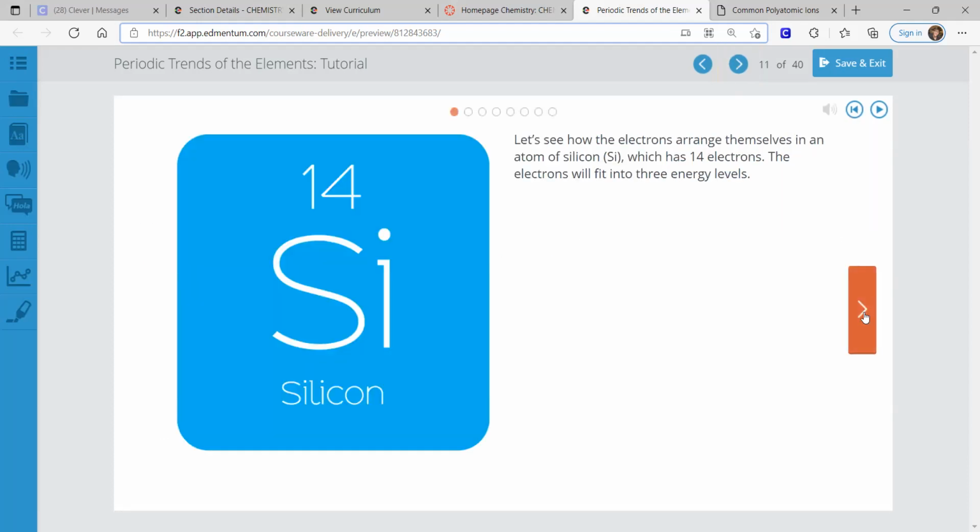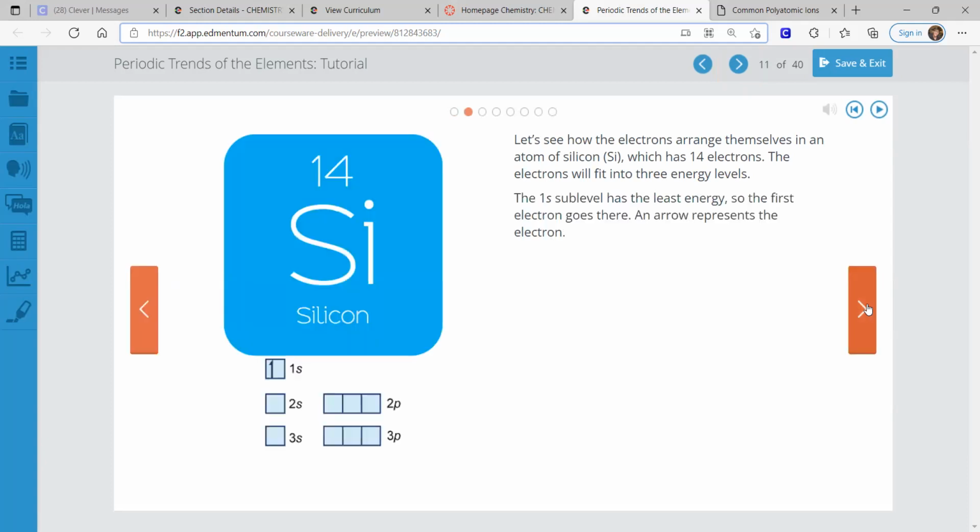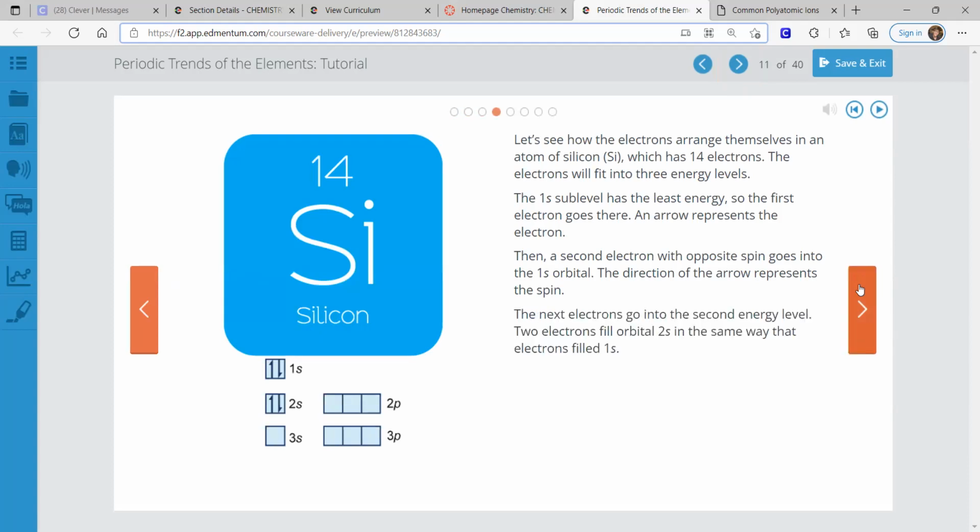For example, we have silicon here. Its atomic number is 14, so it has 14 electrons. Okay, let's fill in the boxes. It starts off with 1s, since it has the least energy. One arrow goes this way, the other arrow goes the opposite way. Same goes for 2s. And then 3p, we have to follow certain rules.